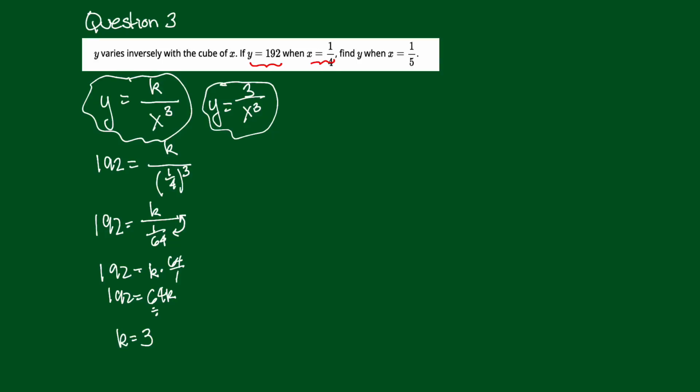Now, what we want to know is this. What is y when x is 1/5? So put that 1/5 right in here. So we will get that y is equal to 3 over 1/5 cubed. How about y is equal to 3 over 1 over 125? Now, there's that division by a fraction again, so let's invert. So we'll get y equals 3 times 125 over 1. Now, y equals 3 times 125, 375. Okay, there we go.